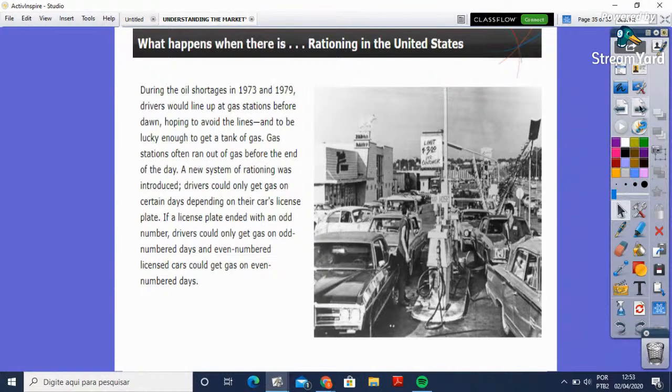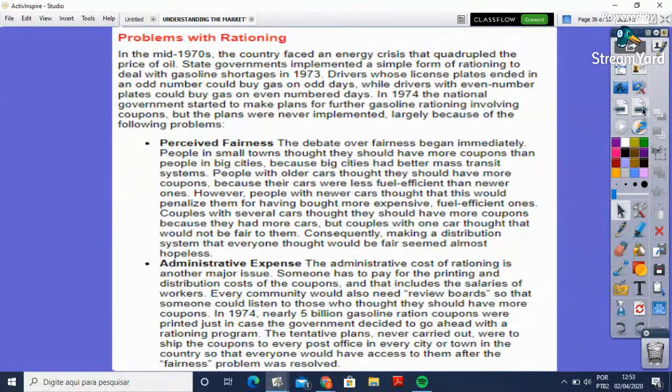So far, so good. What were the problems? We had perceived fairness. Okay, so people with older cars, they thought they should have more coupons because their cars were less fuel efficient than newer ones. On the other hand, the people with newer cars thought that this was penalizing them just because they have a more expensive car. And at the same time, we had couples with one car who thought that it's not fair for them if the other couple with two cars had more coupons.